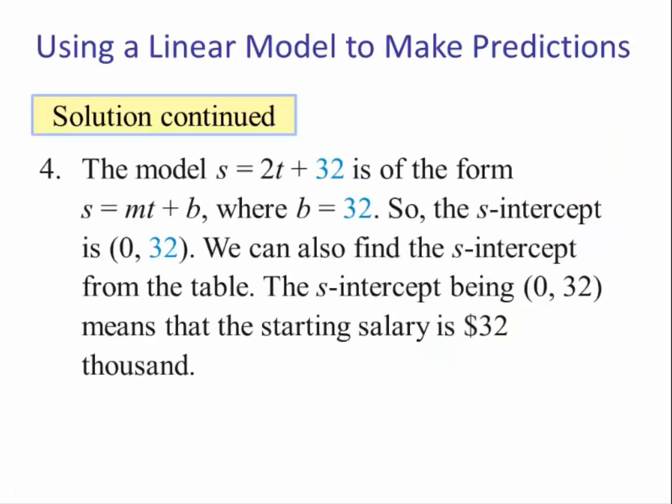Number 4, we see that S equals 2T plus 32 is in the form of y equals mx plus b, where b is 32. So the S-intercept, or the y-intercept, is 0, 32. We can also see this from the table. If we were to interpret what this means in this situation, $32,000 is the starting salary at this company.